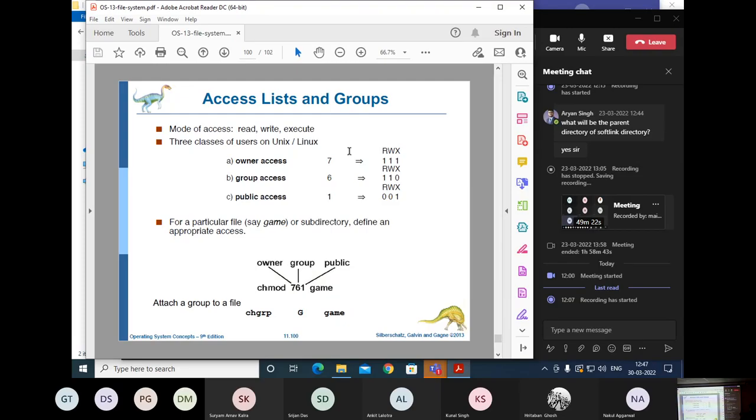Remember this: owner, group, public. Owner, read, write, execute, group, read, write, execute, public, read, write, execute. Each one is a value from 0 to 7. 0, 0, 0. Even the owner cannot read, write, or execute. Don't do this. Actually, you can do this, but it will be a little bit hard for you to remove that file.